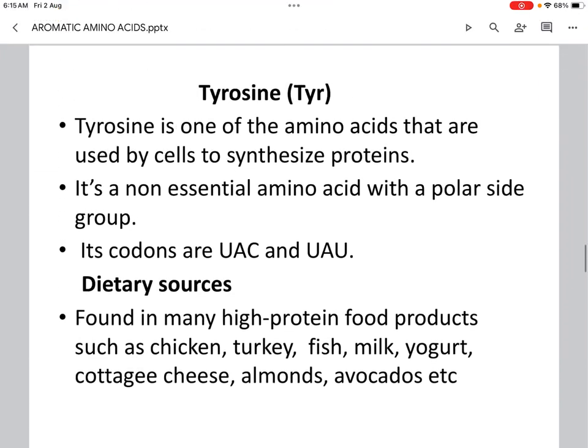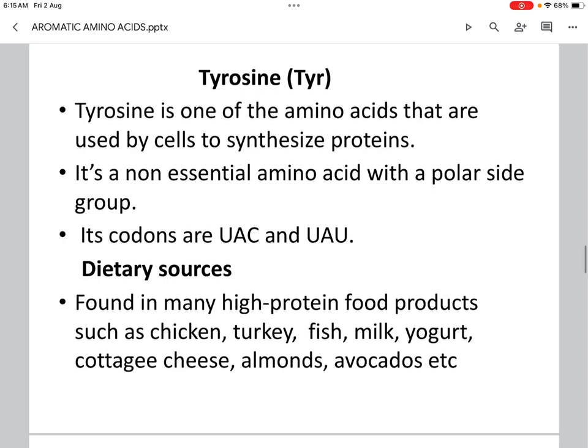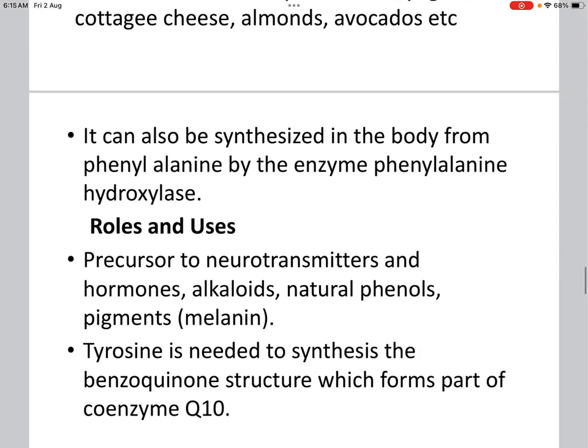Next is tyrosine. Tyrosine is one of the amino acids used by cells to synthesize proteins. It's a non-essential amino acid with a polar side group. Its codons are UAC and UAU. Its dietary sources are turkey, fish, milk, yogurt, cottage cheese, chicken, almonds, avocados, etc. It can also be synthesized in the body from phenylalanine by the enzyme phenylalanine hydroxylase.